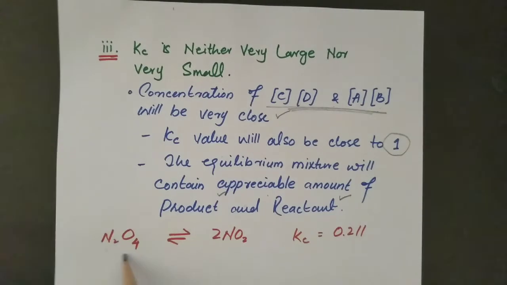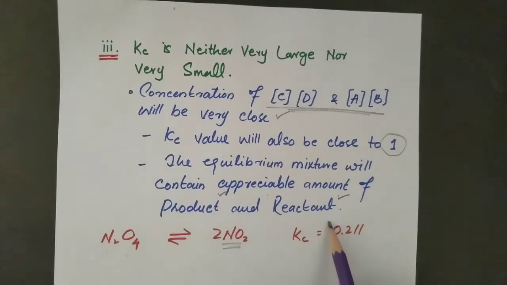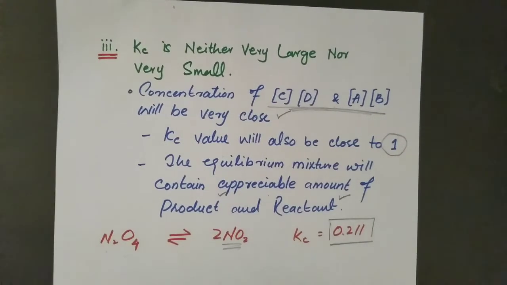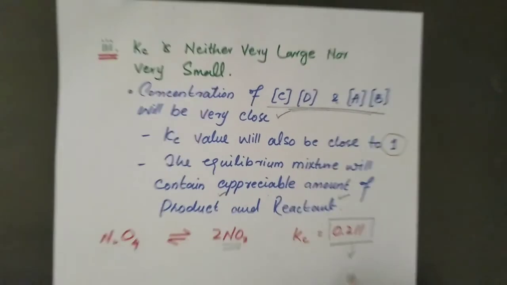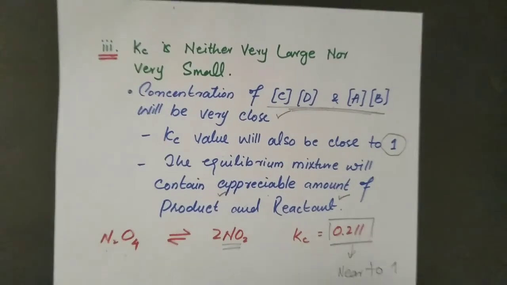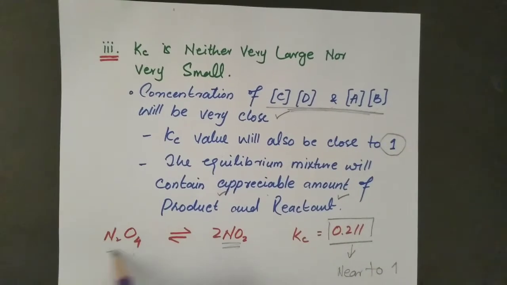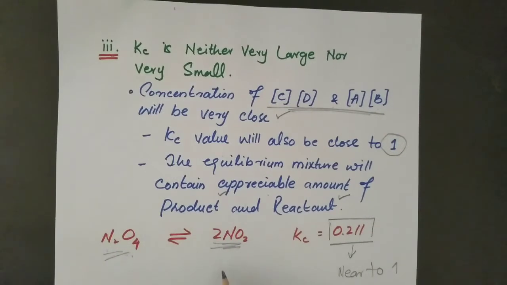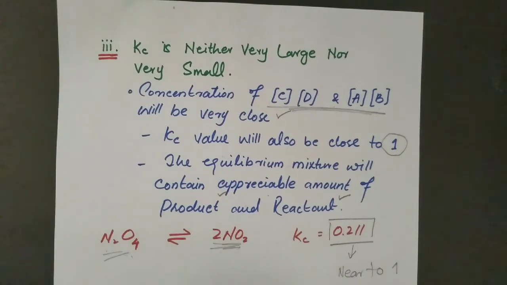For example, N2O4 decomposes into nitrogen dioxide. For this particular reaction, the Kc value is 0.211, which is near to 1. It means the concentrations of reactant and product present in the equilibrium mixture are appreciably close, roughly 40-60.